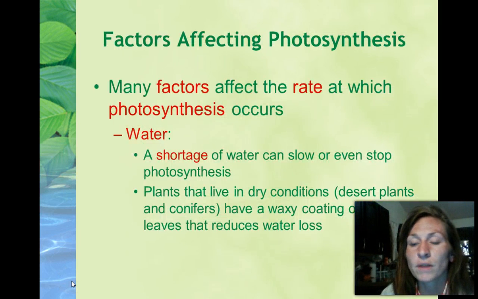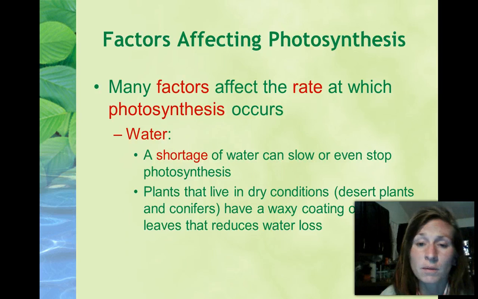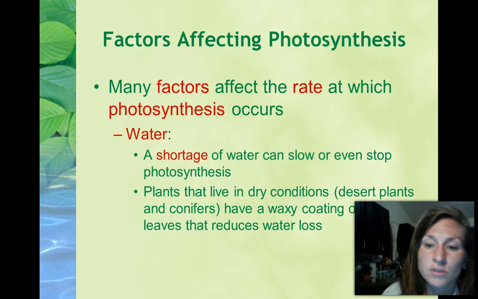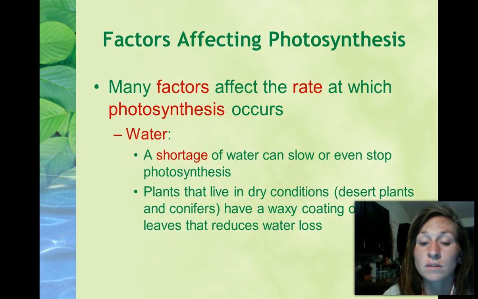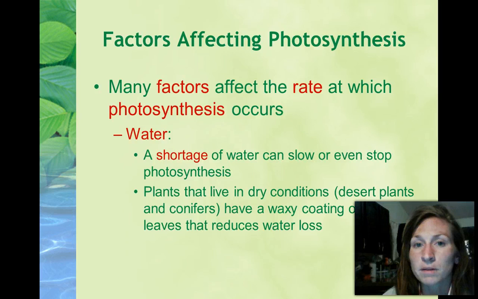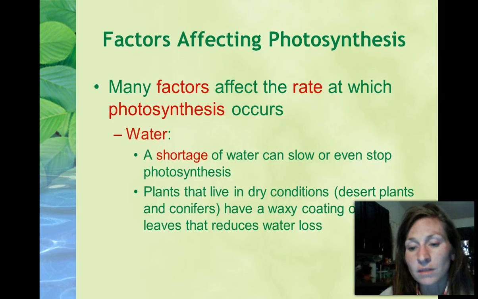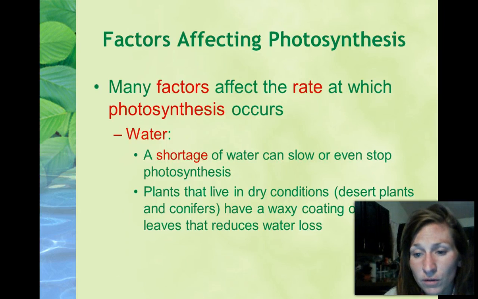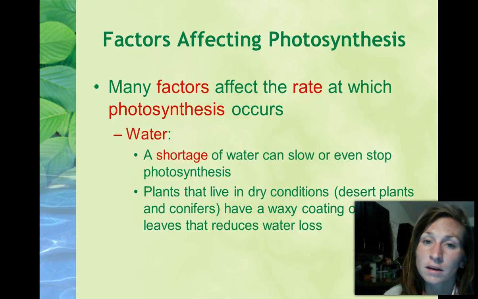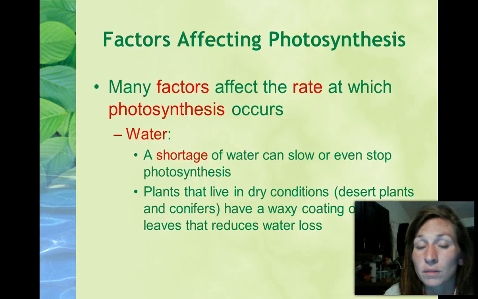Now, there are several factors that affect whether photosynthesis occurs or not. One of those factors is, is there water available? A shortage of water can slow or even stop photosynthesis. Remember, we need water to help us keep adding electrons to the electron transport chain when water is split. So plants that live in dry conditions, such as desert plants and conifers, do have a waxy coating on their leaves that helps reduce water loss and helps them keep that water over a longer period of time, since it's not available as much as it is in other areas.